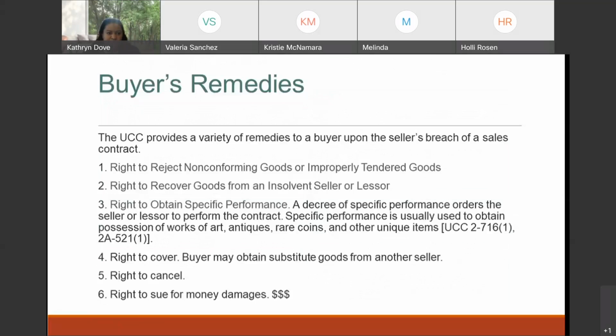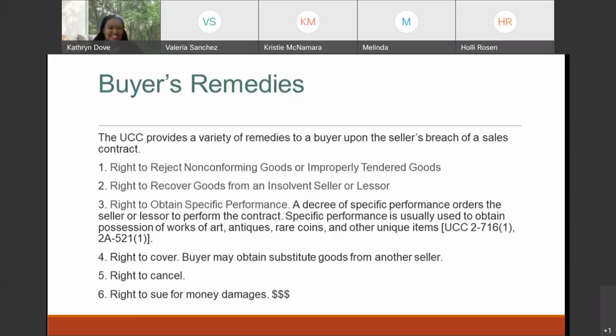Okay, so let's assume that number 4 took place on this chart. The buyer had to cover and obtain substitute goods from another seller, and the substitute goods cost twice as much. What could the buyer then do? What do you think, Christy?